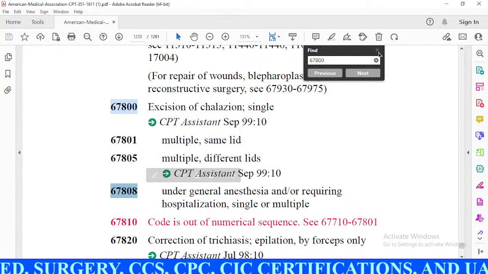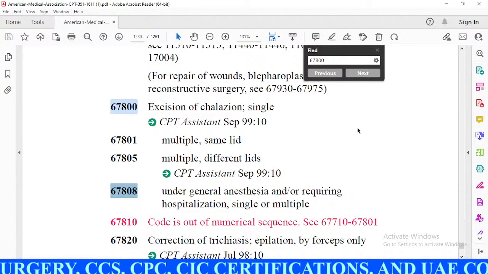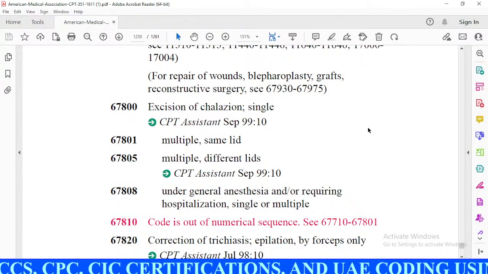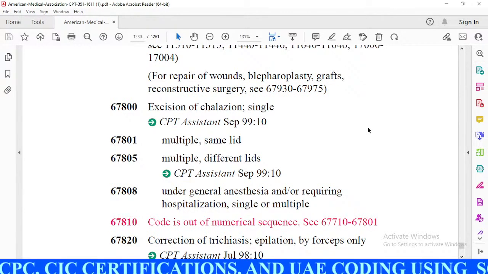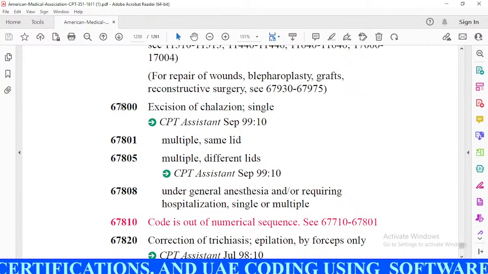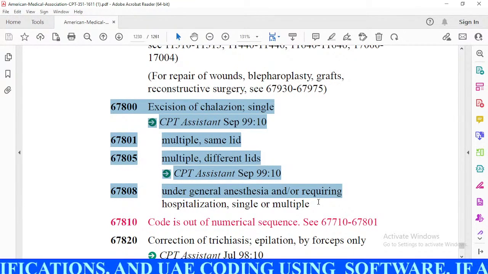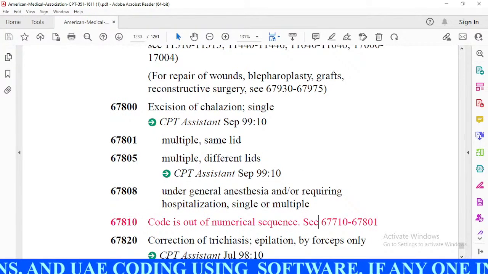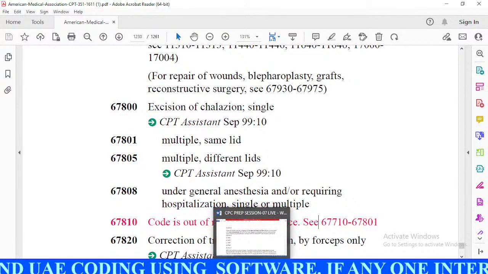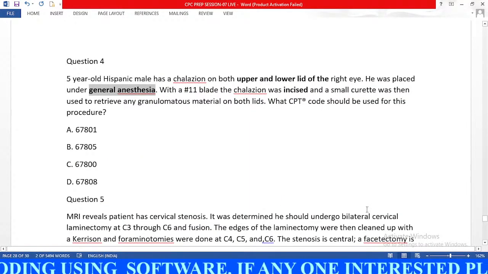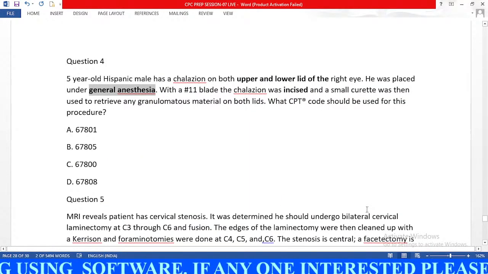So questions like these look simple but are a bit confusing. While attempting the CPC exam you need to take caution while answering these questions, because all the codes resemble each other and you may get confused. You just need to compare our question with the code description. Anyway, I think most of the people wrote the correct answer. No worries here.